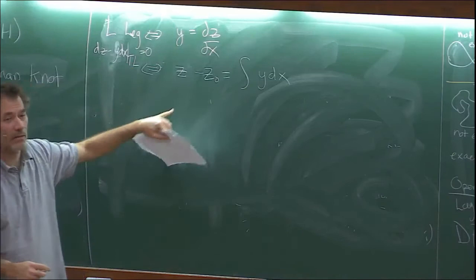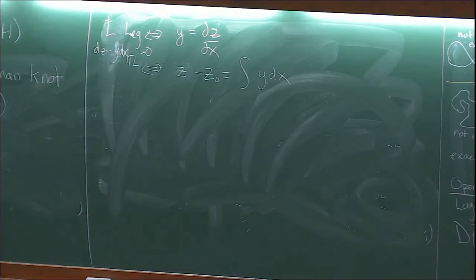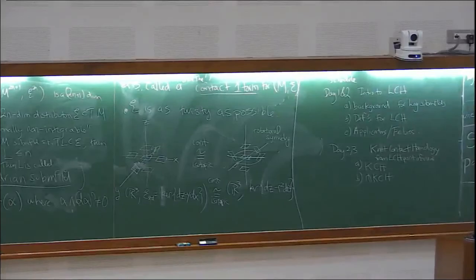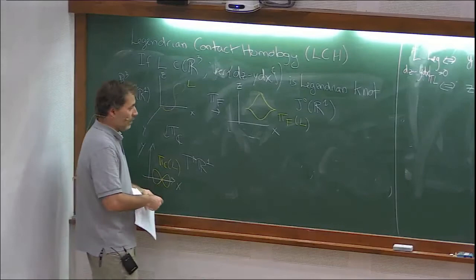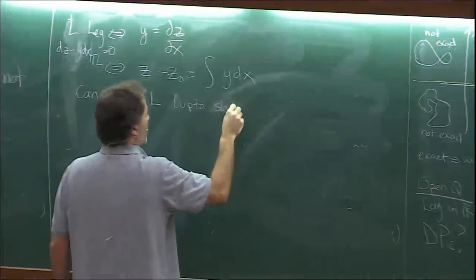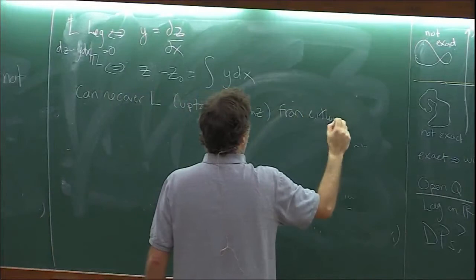So basically, drawing here the projection of L in the complex direction and the projection of L in the front projection, these projections actually have enough information to recover this. Well, in this case, it's up to a shift in Z, but that's a Legendrian isotopy. So up to a shift in Z, from either the projection in the front or the projection in the base.